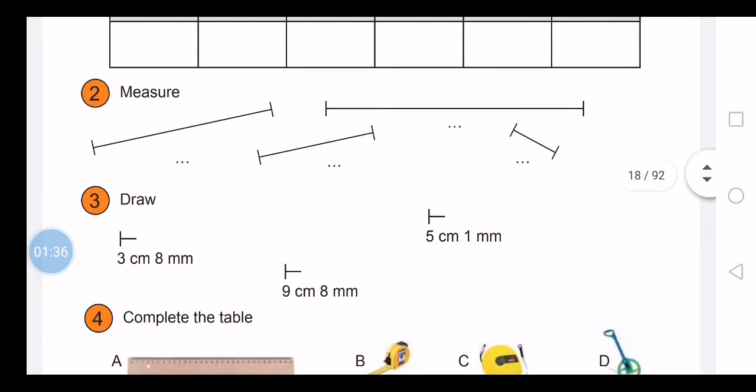Number 2, then you have to measure the lines. So you measure them in centimeters and millimeters. Okay. So one of them might be 4 centimeters, 5 millimeters, something like that. Or you could write down 4.5 centimeters. Or you could write 45 millimeters. Just make sure that you have the units correct.